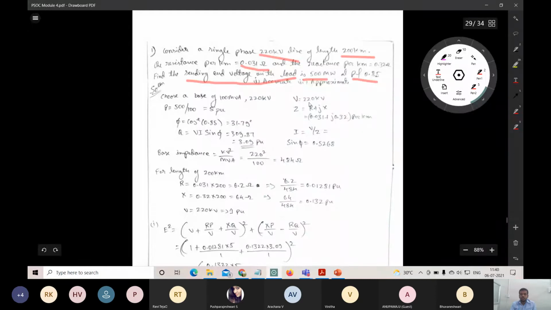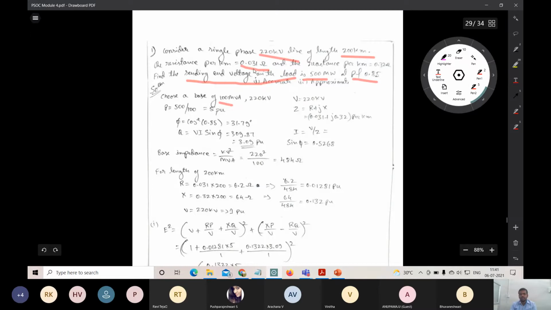So two steps, one is with accurate value, and next is approximate value. First thing we have to write is what is given. Given is 220 kV, the voltage, and base, take it as per unit. Convert to per unit, you can choose any base. The example has taken 100 MVA. So 100 MVA, 220 kV line, and the voltage is 220 kV.